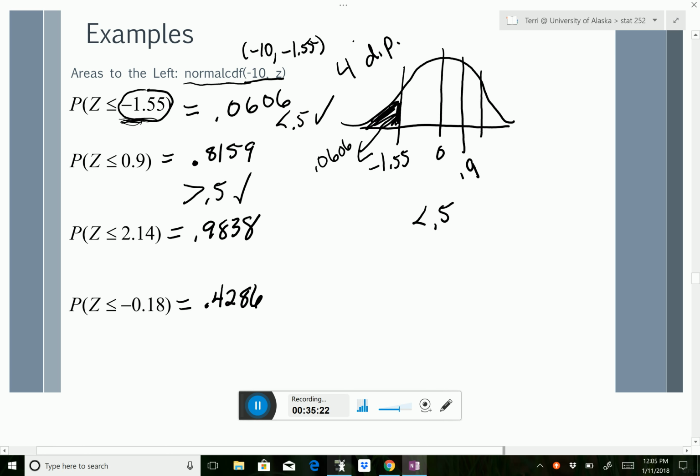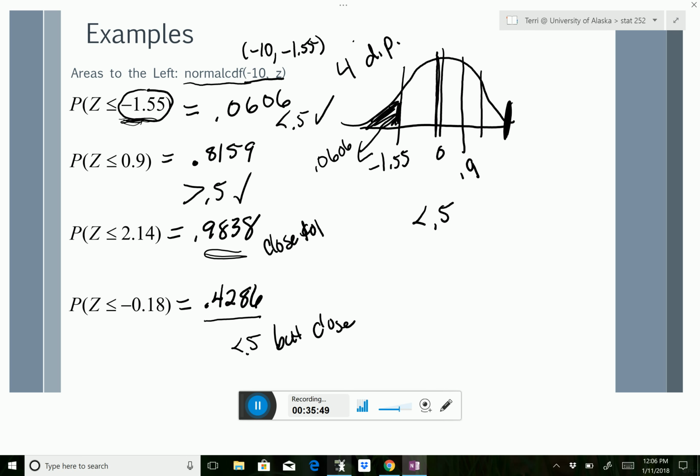And here, 2.14 should be most of it, should be close to 1, and it is. Negative 0.18, this is really close to 0. The area to the left of 0 is 0.5, so this should be less than 0.5, but close. And it is. This one should be close to 1. So we can see how these answers even make sense. So that's something you want to do. Does your answer make sense? And I always say, when in doubt, draw it out.